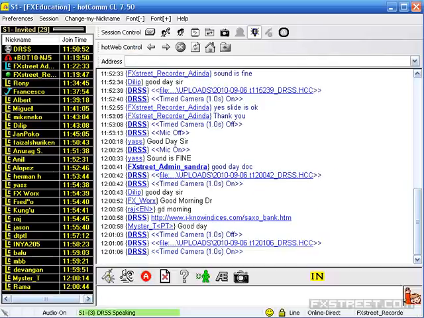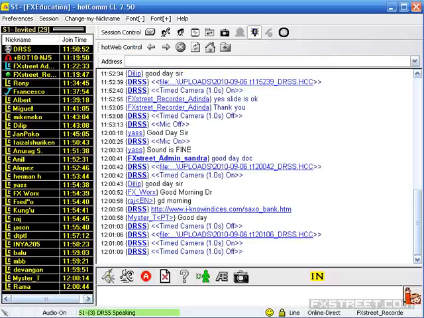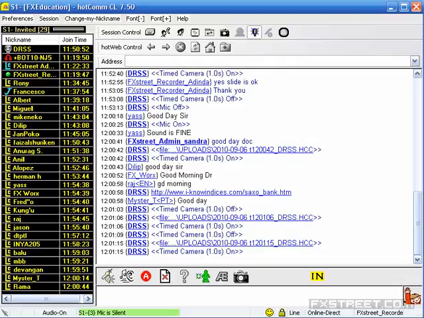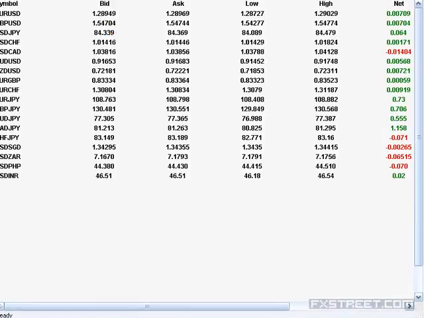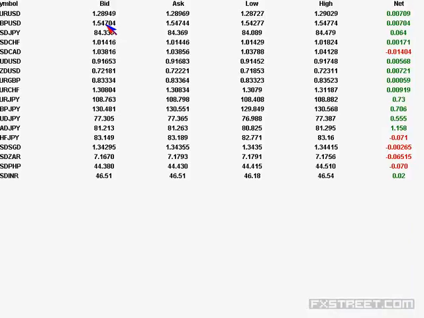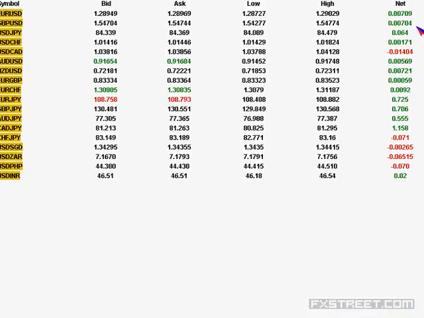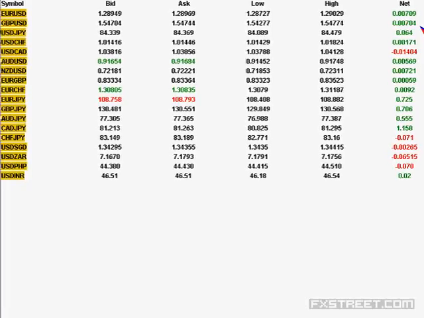I have fixed the camera over the live market quote page. Now currently you can see that euro is trading around 1.2894, 1.2896. The low is 1.2872, the high is 1.2902. 70 pips positive net change is seen.